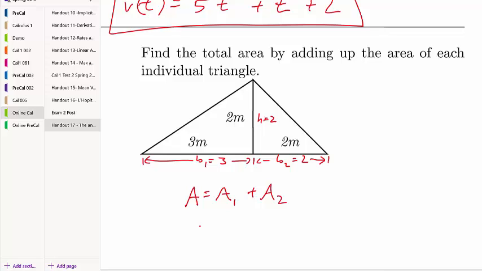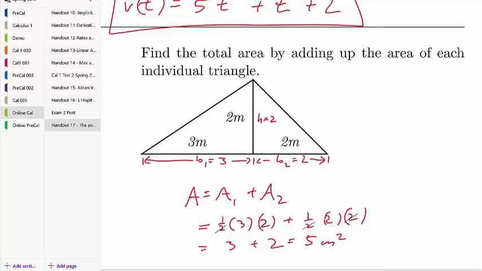So the area is, again, the area of a triangle. We've got 1/2 times B1, which is 3, times the height, which is 2, plus 1/2 times the base, which is 2, and the height, which is also 2. Now we can work our way through it: 1/2 times 2 times 3, plus 1/2 times 2 times 2, and so we have an area of 3 plus 2, which is 5 square meters.